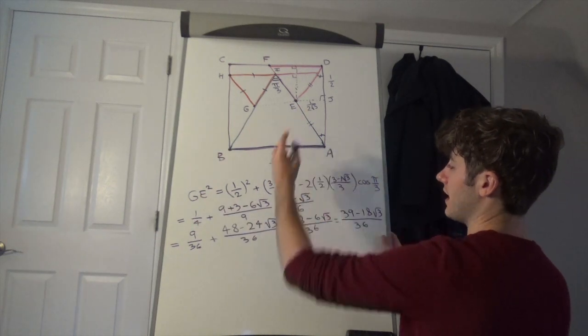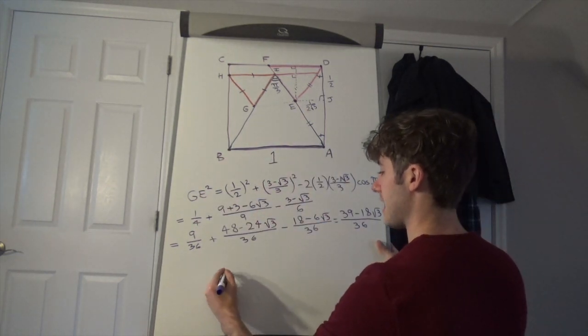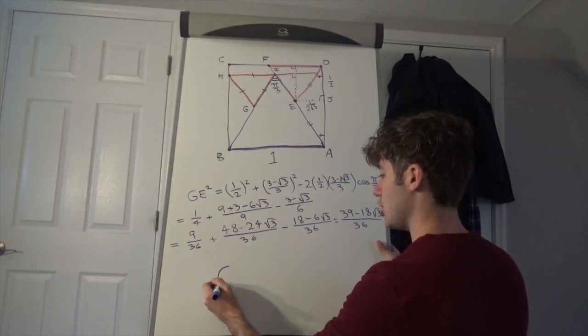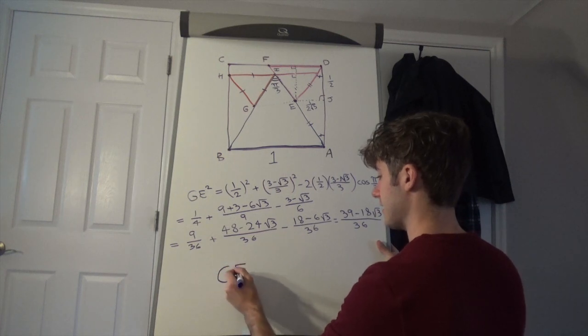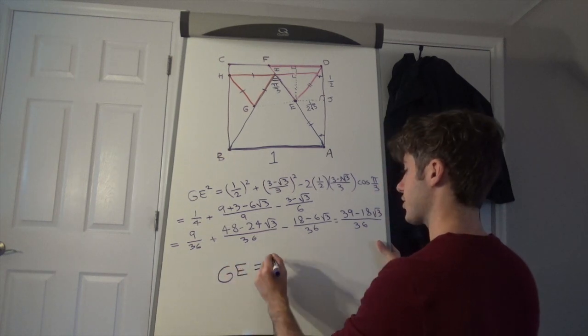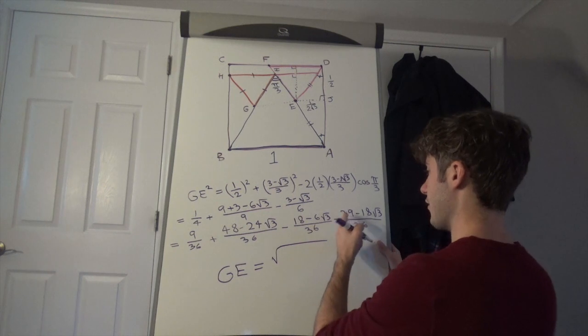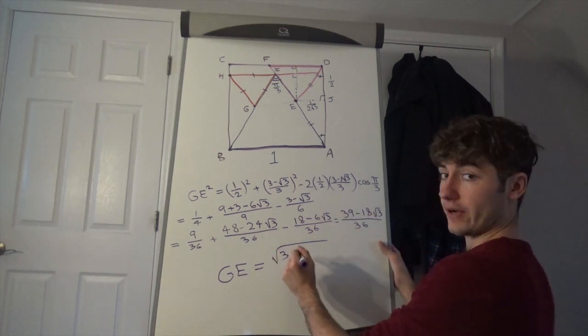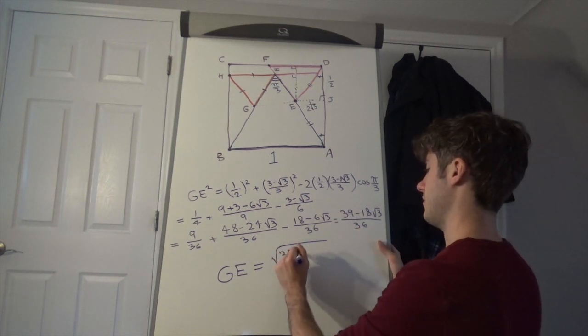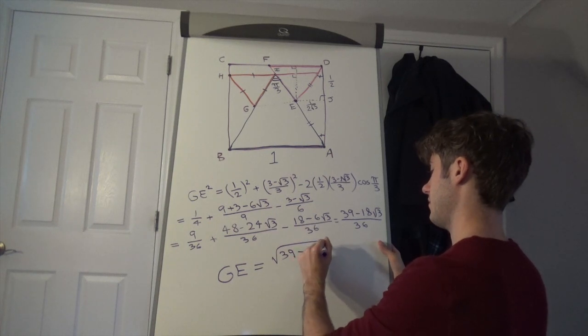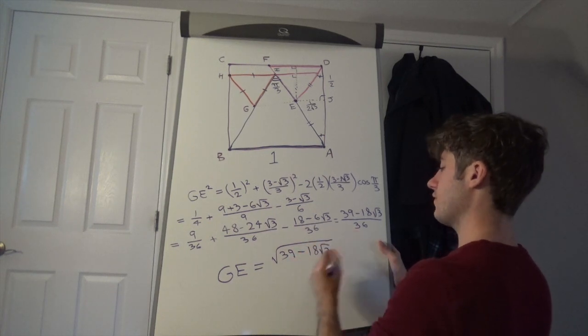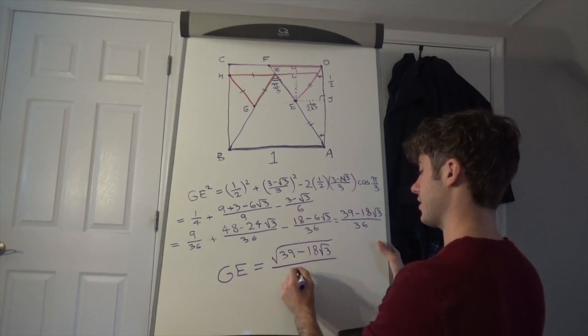So to get the final answer, we simply have to take the square root of both sides, and we get our final answer that GE is precisely the square root of 39 minus 18 root 3 all over the square root of 36, which is of course just 6.